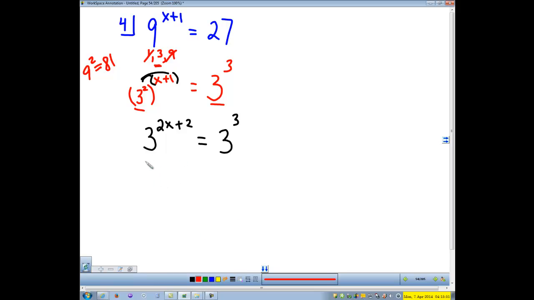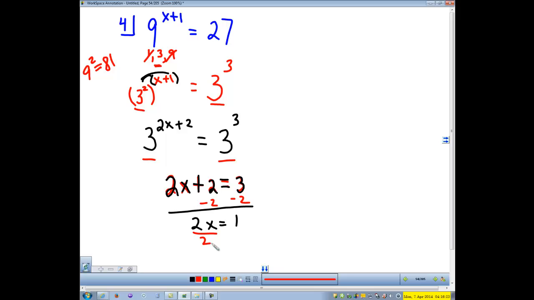I have one base that is the same on both sides. So now we just set the exponents equal to each other and solve. Subtract 2 from both sides and get 2x is equal to 1. And then divide both sides by 2. x is equal to 1/2.